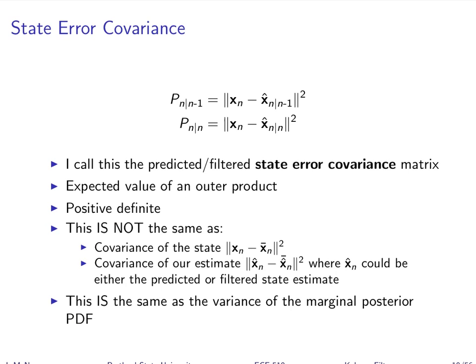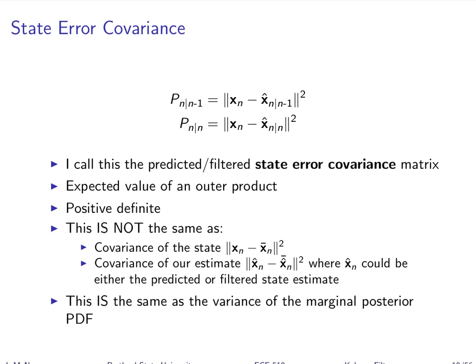And then the other thing the Kalman filter keeps track of is the state error covariance. And a lot of people get confused about what this is. There's two of them. There's one for the predicted, and there's one for the filtered. And I'll denote those as P of n given n minus 1 or P of n given n.